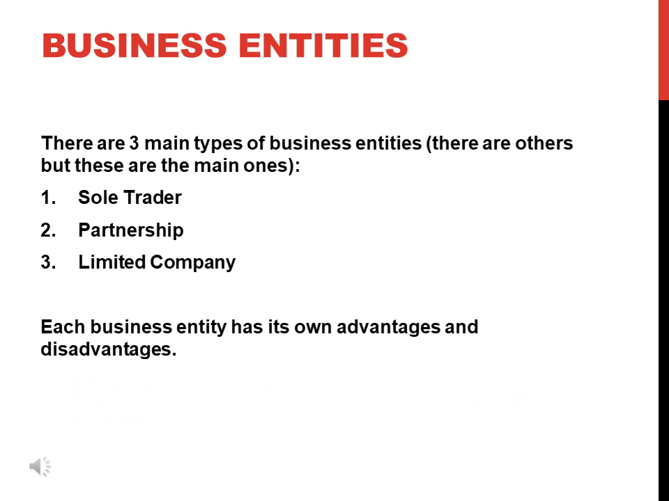There are a number of business entities or business vehicles that you can use. I'll run through the three main types of business entities. There are others, but these are the main ones. The first one is a sole trader. The second one, a partnership. And the third one, a limited company. Now, each of these business entities has its own advantages and disadvantages, which I'll run through in the next few slides.